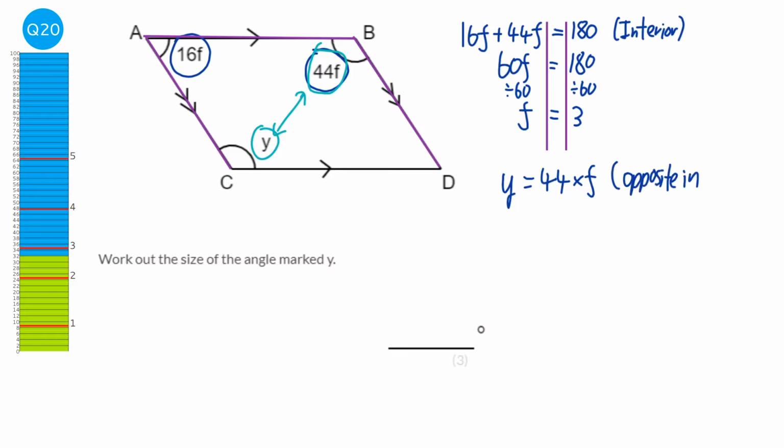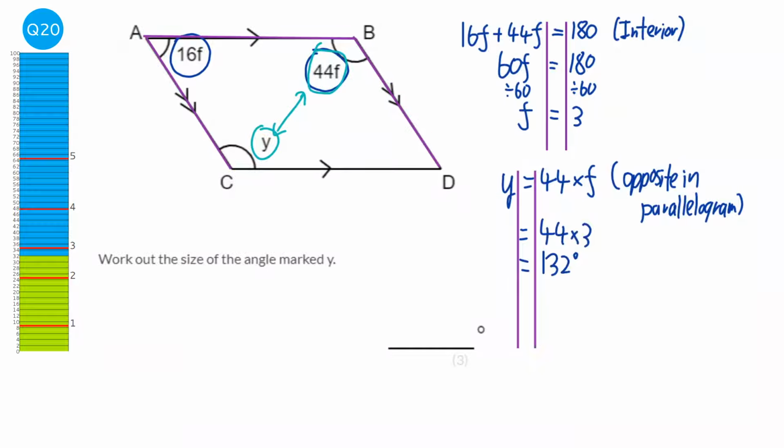In, let's start a new line here just so I've got room. They're opposite in a parallelogram, which is absolutely fine to state as a reason. That is a known mathematical thing. The opposite angles in a parallelogram are equal. So that's going to be 44 times 3, which is going to equal 132 degrees. So y is 132 degrees.